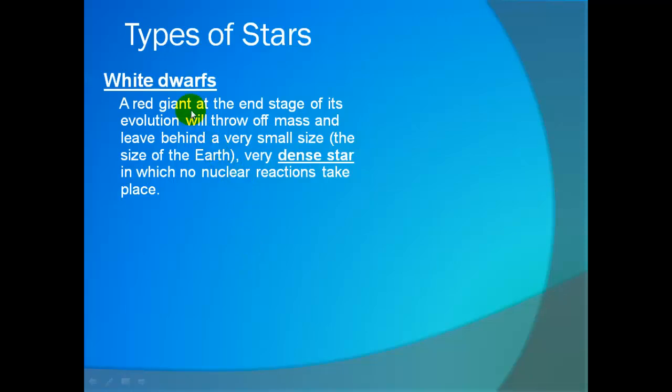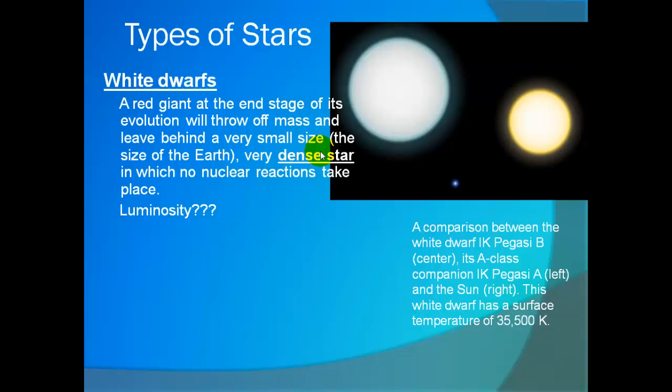It's usually what's left after the star has almost died. In white dwarfs, you don't really get any nuclear fusion anymore. It's what's left after a nova or a supernova or whatever, depending on the size of the star. Luminosity, well, basically, if it's got such a small area, it's going to have a very low luminosity. This is a white dwarf, which is very, very small, even though it has a very high surface temperature.